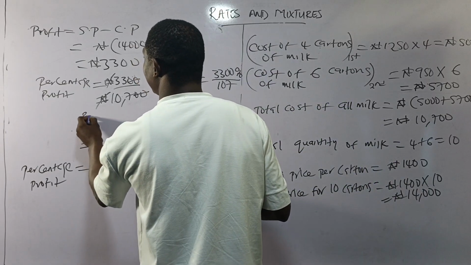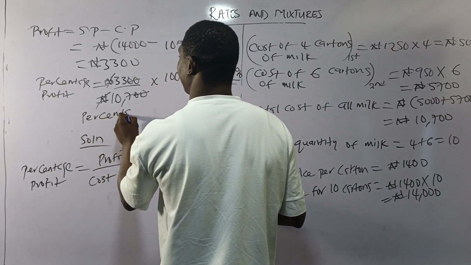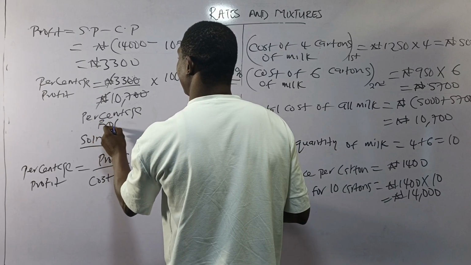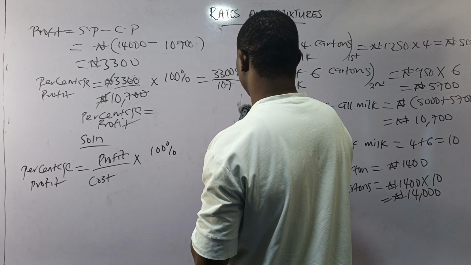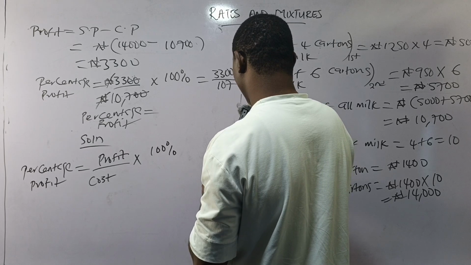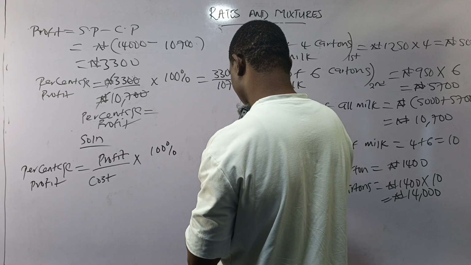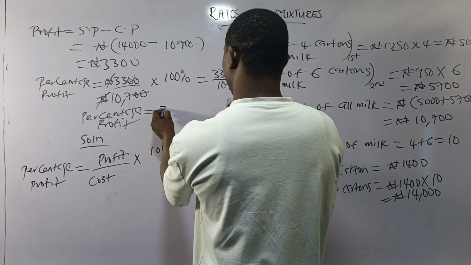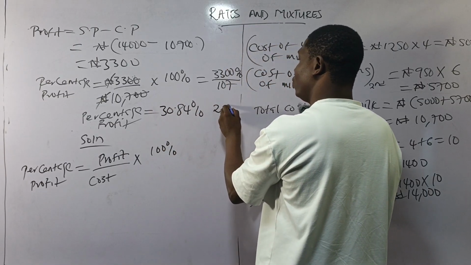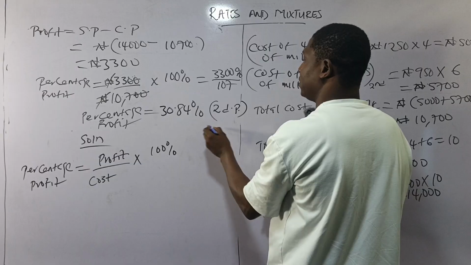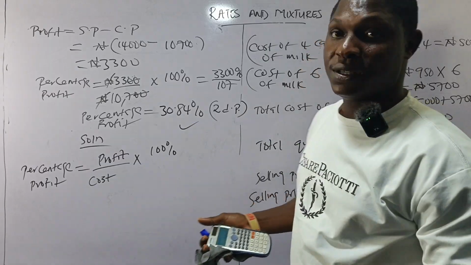Now, percentage profit will be equal to 3,300 divided by 107, and that will give me approximately 30.84% to 2 decimal places. And this is our answer. Thank you.